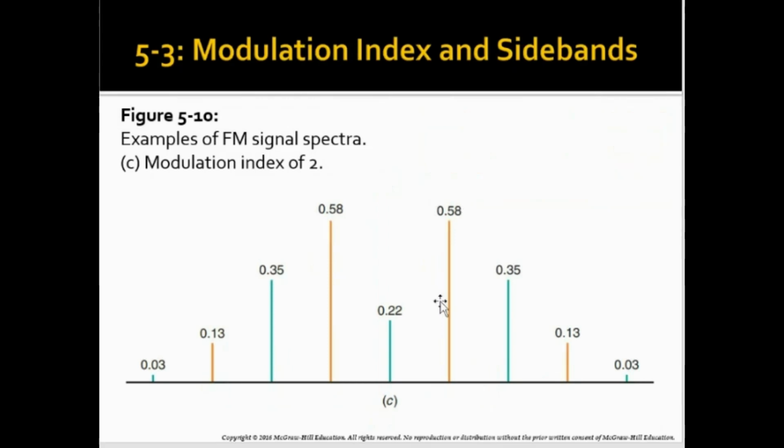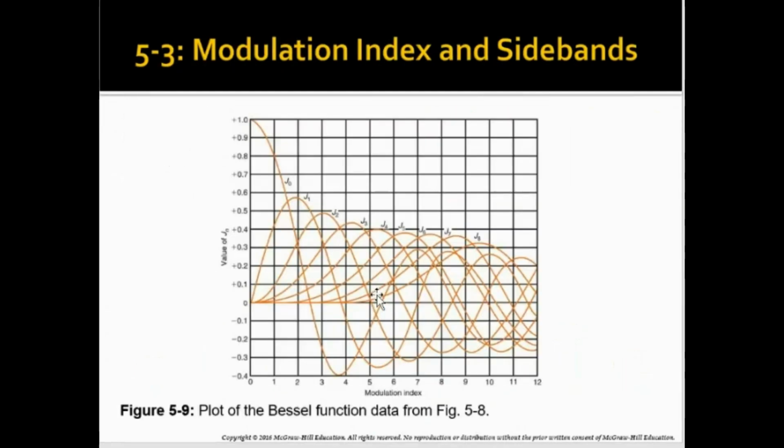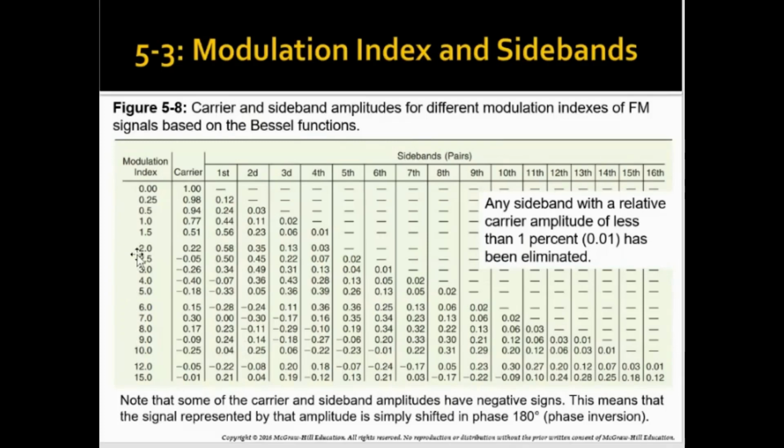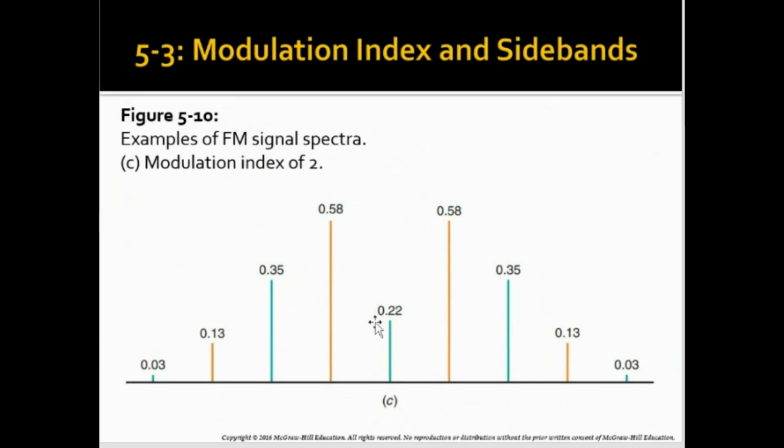So here is another example. Modulation index is 2. So we go to the table, modulation index of 2. Then the carrier amplitude is 0.22. We have 4 significant sidebands. The first one has amplitude of 0.58. Second one is 0.35. Third one is 0.13. Fourth one is 0.03.